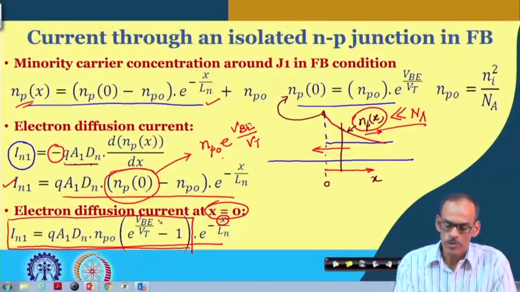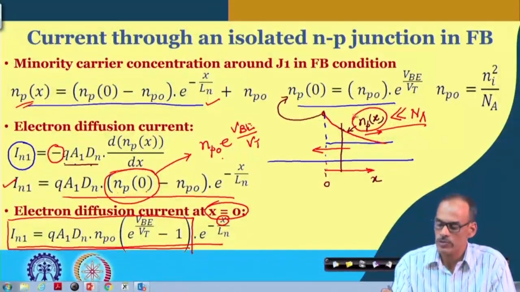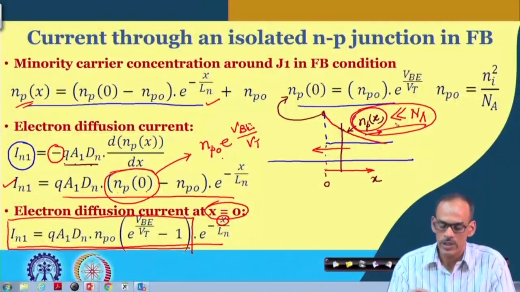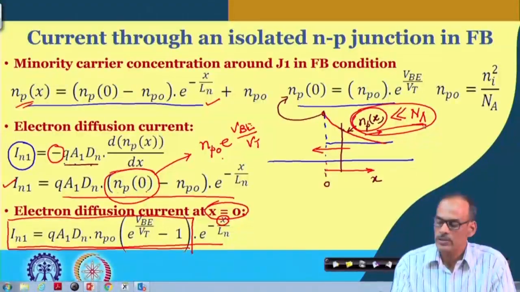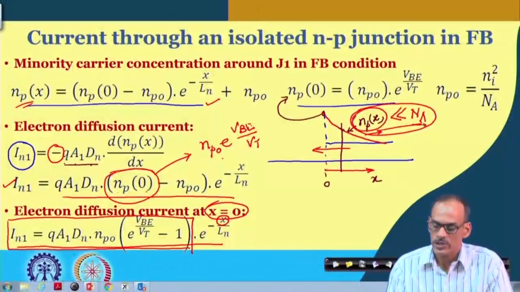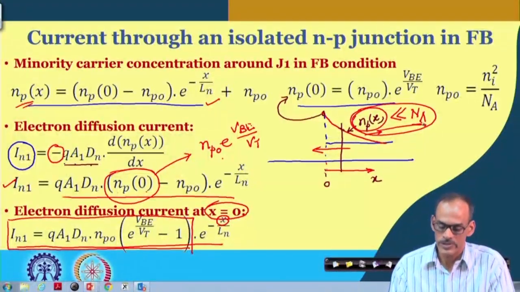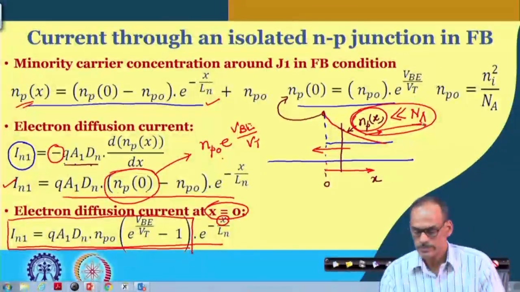So, whatever approximation we have done here, we have assumed that the penetration here is very low, or the minority carrier concentration here is much lower than the majority carrier concentration we have in the base region. So, it is normally assumed that this is valid for low level injection.